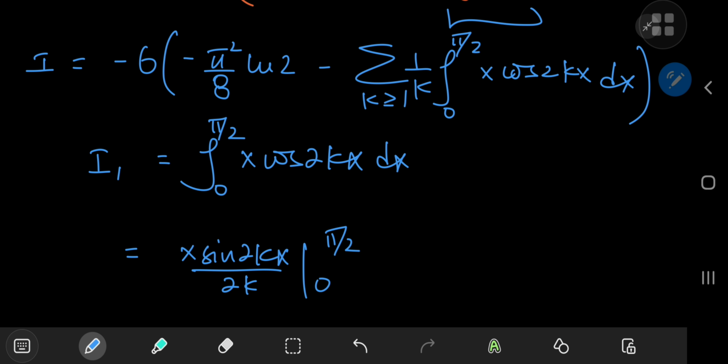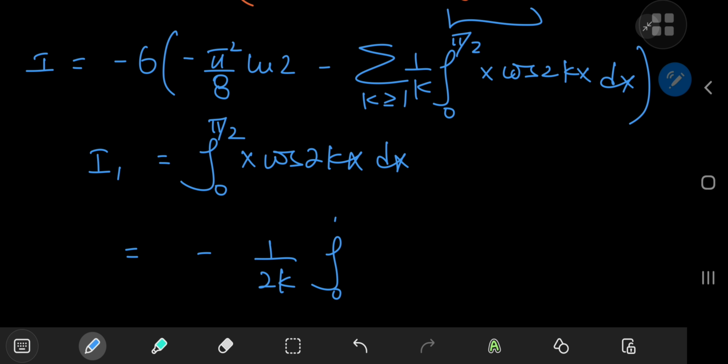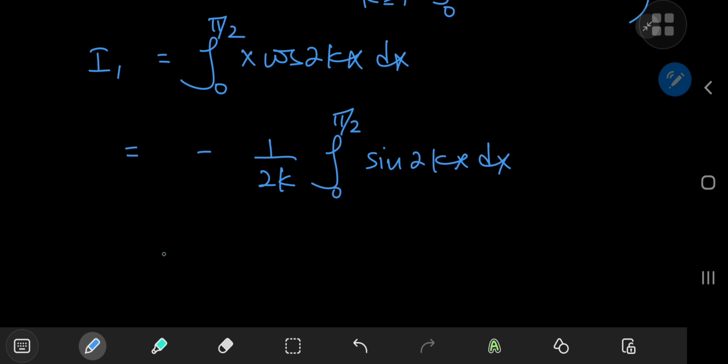And as x approaches pi by 2, we have sine of k times pi. K being a positive integer means that this term is always 0, and for the 0 limit, again, you have a 0 because of the x and the sine term. Okay, minus 1 by 2k times the integral from 0 to pi by 2 of cosine, oh, sorry about that, we integrated to get a sine of 2kx dx, and the derivative of x is 1, of course.